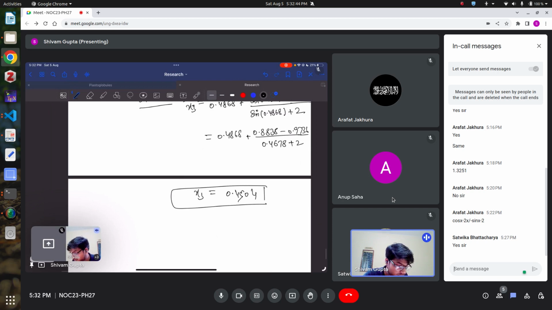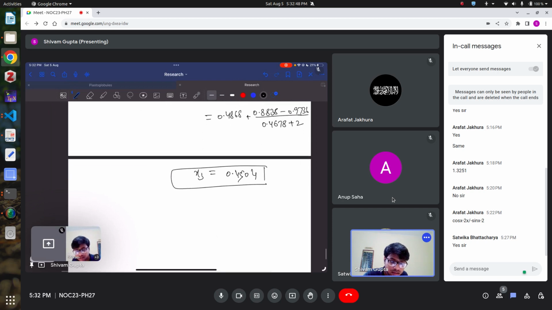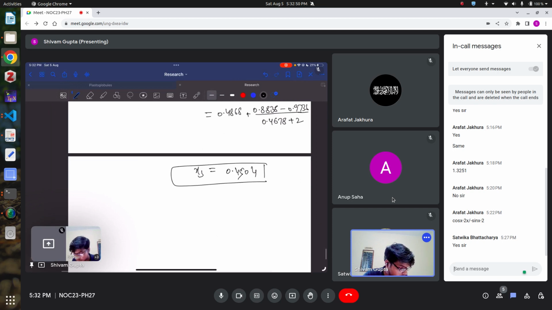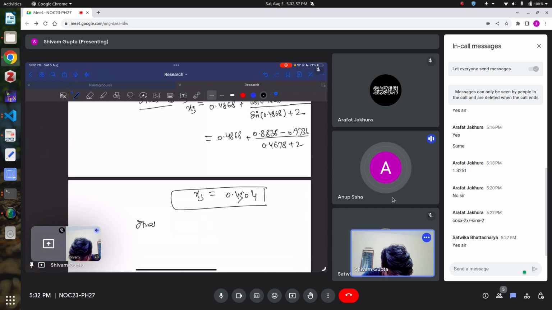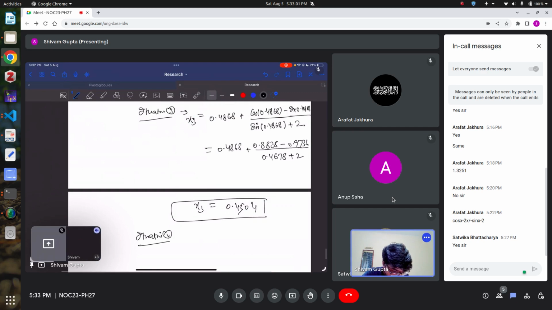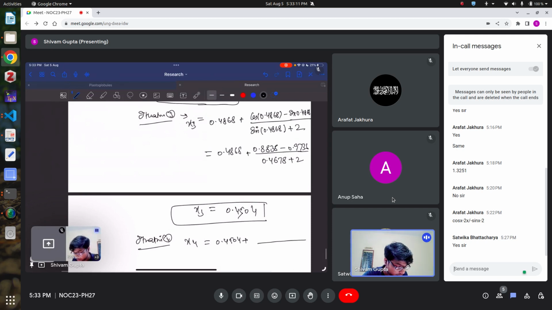Anyone else got the same answer? Okay, let's move forward. Iteration 4. Yes, sir. Very nice. So has anyone done iteration 4? Because there I want to point out something.